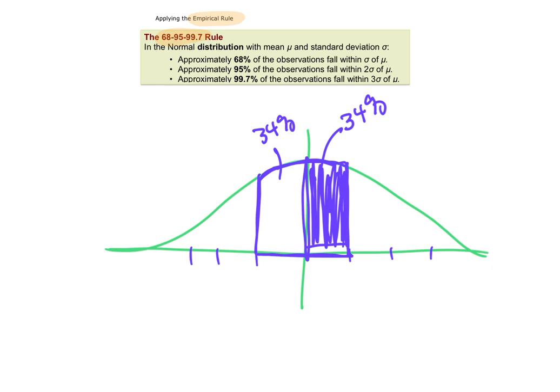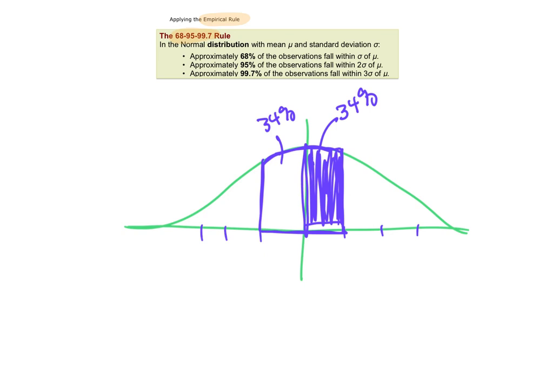I want to make a big one. Okay, so you need to memorize that slice of 34%. Guys, it's a little more than a third of the data values that are from the mean up to 1 standard deviation above the mean, right? Think about that for a minute.